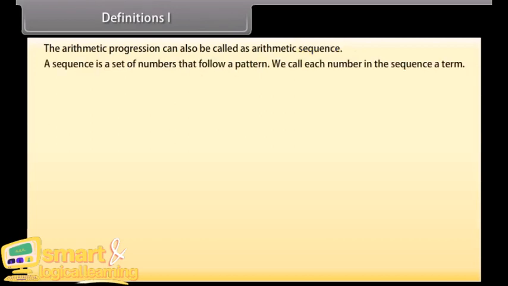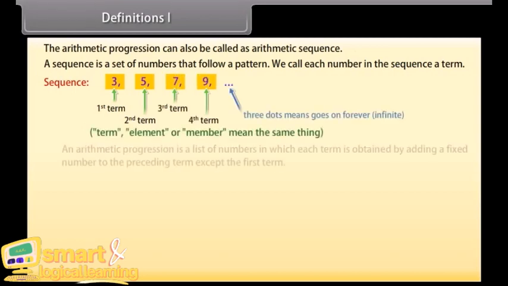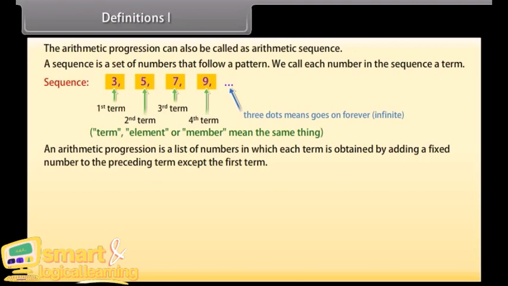A sequence is a set of numbers that follow a pattern. We call each number in the sequence a term. Look at this example of a sequence. This is the first term. This is the second. This is the third, and so on. An arithmetic progression is a list of numbers in which each term is obtained by adding a fixed number to the preceding term except the first term. This fixed number is called the common difference of the AP.